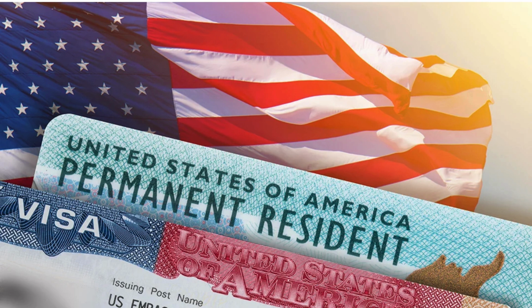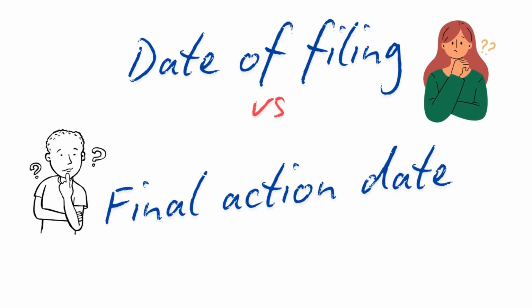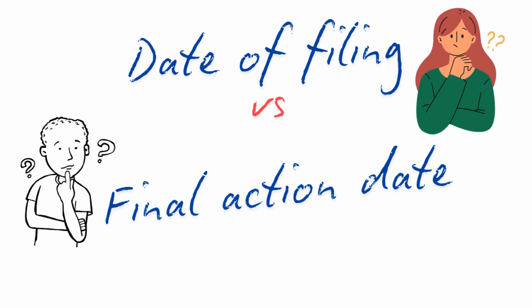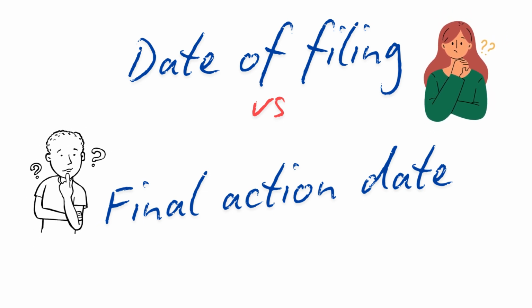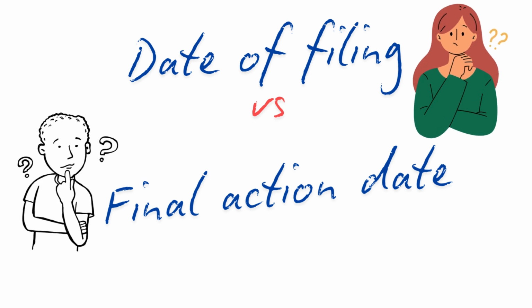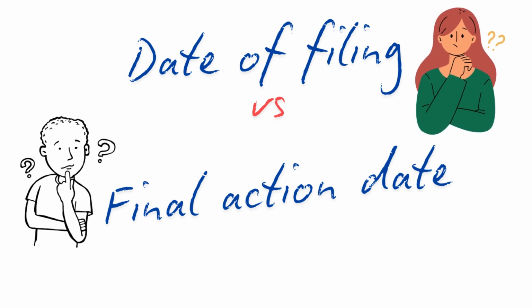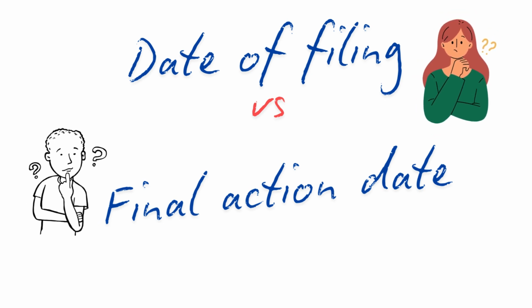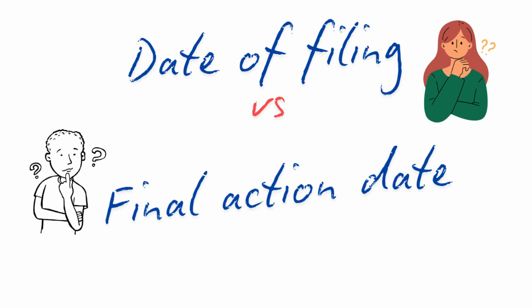So today I'm here with a video that has some explanation on one of the very confusing concepts of visa bulletin, which is date of filing versus final action date. So if you are preparing to apply for a green card in the US and have already been done with your I-140 process, you should know this concept because it tells you where to file for your next step of the green card, which is the final step to get your card.